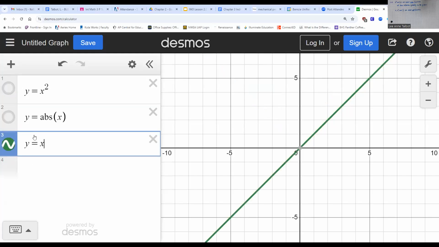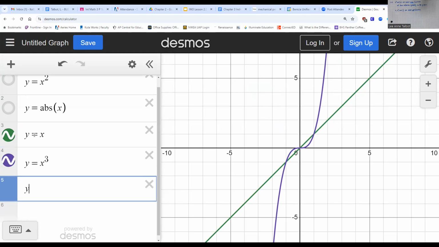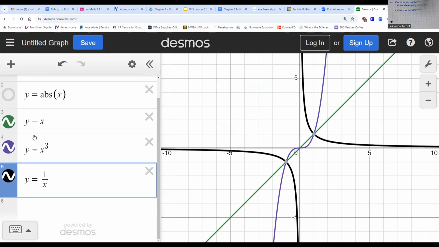Y equals x. Y equals x to the third. Y equals 1 over x. Other than this being a wickedly cool graph, what do these have in common? They do. A very important point. Yep. So they all go through the origin. This is extremely important here.